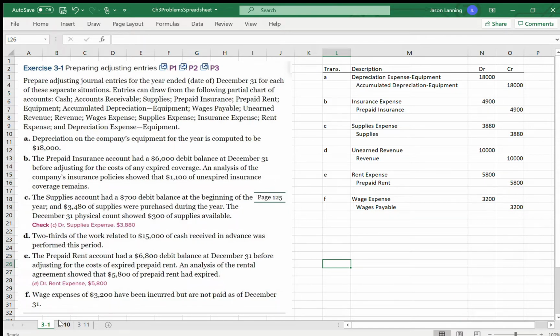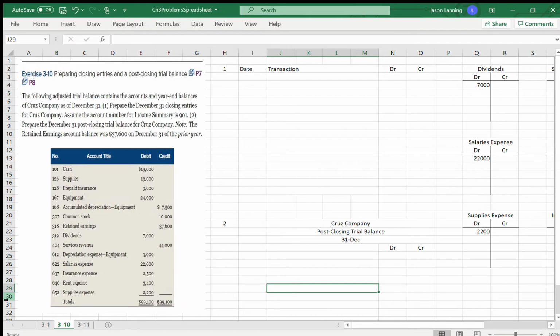Now, if we go to 310, the next problem I wanted to look at here, with 310 we're looking at closing entries and how we look at closing entries here. So I've got over here some T accounts, and they go off screen, and I really don't want to make this any smaller than it already is, so we'll shuffle that one when we need them.